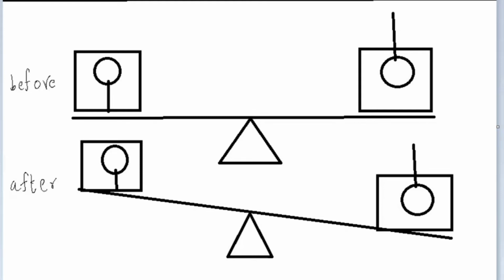Okay guys, so we have a very interesting problem here. The beaker ball balance problem. So what we're going to do is understand why this side tilts.